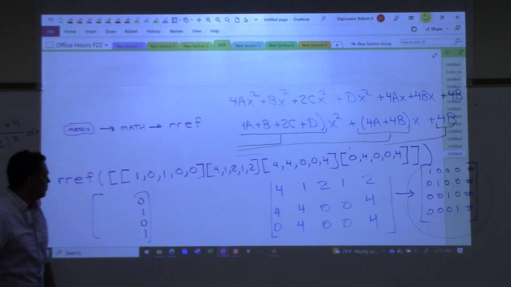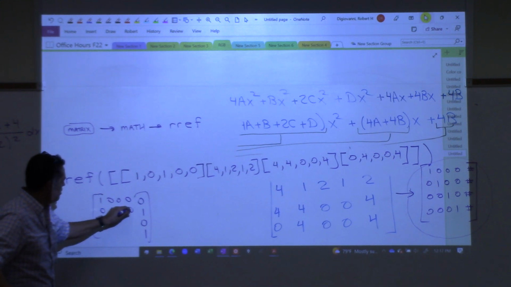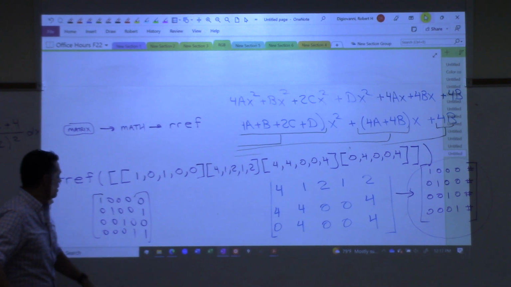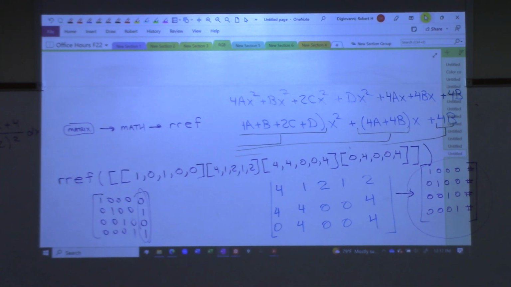Of course, you'll have 1, 0, 0, 0, and then 0, 1, 0, 0, and then 0, 0, 1, 0, and then 0, 0, 0, 1. So the last column, this last column, are your answers. If you type in a wrong number, it'll give you results.